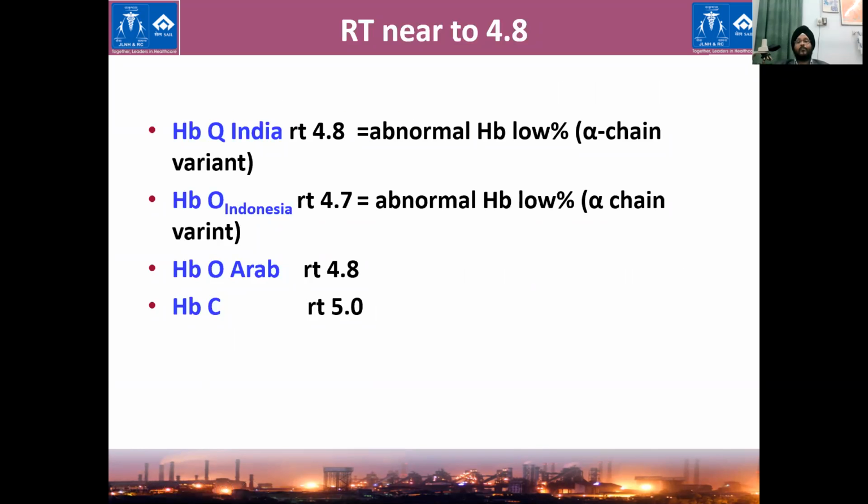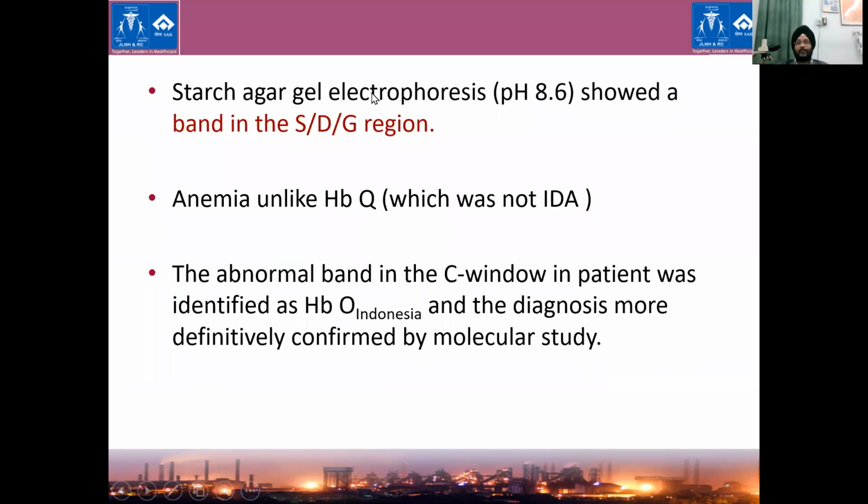So what should we do? Again, take the help of another method. Here we took the help of electrophoresis, which showed a band in the S/G region. And since the patient had anemia, which was highly unlikely in HbQ, and iron deficiency was ruled out, we postulated that this could be something other than Q India, and did a molecular study, and this was confirmed to be Hb O Indonesia.